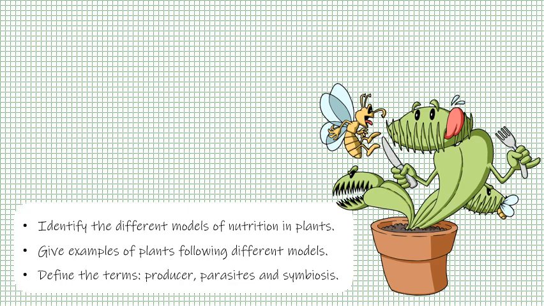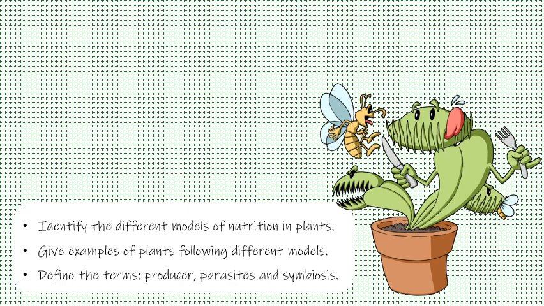What are different examples of plants following different models? Green plants like, let's say, the tomato plant, maybe. Mutualistic plant like the lichen. Commensalistic plant like the orchid. Parasitic plant, where you will see later in the worksheet, the mistletoe plant. And carnivorous plant, we have many like the pitcher plant.